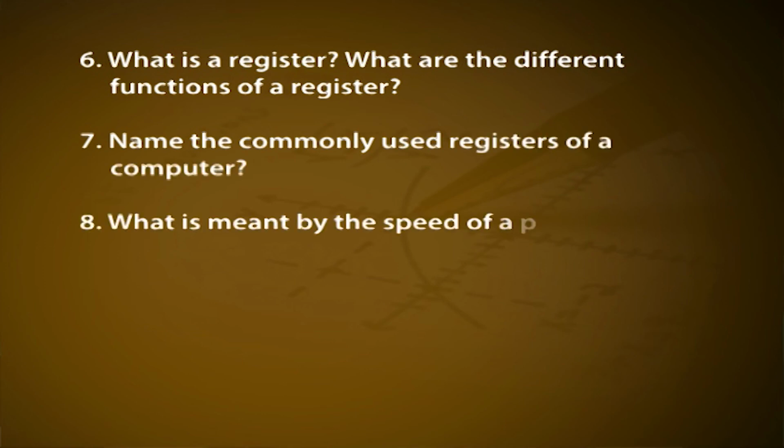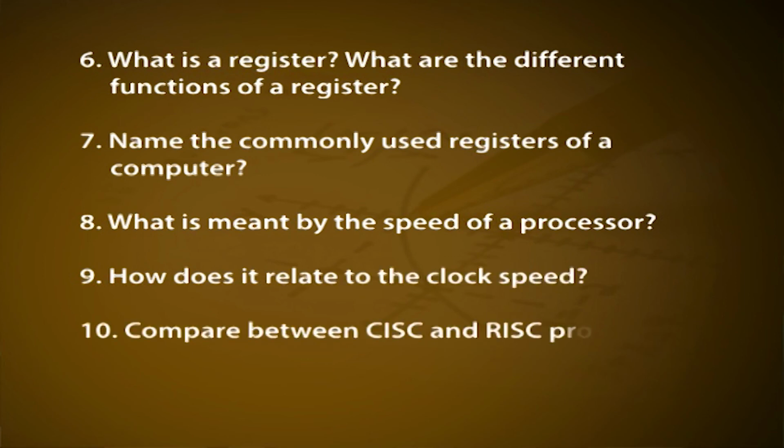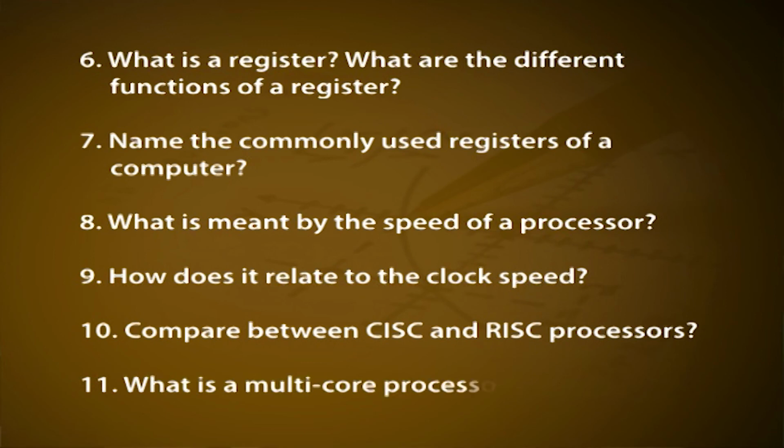What is meant by the speed of a processor? How does it relate to the clock speed? Compare between CISC and RISC processors. What is a multi-core processor?